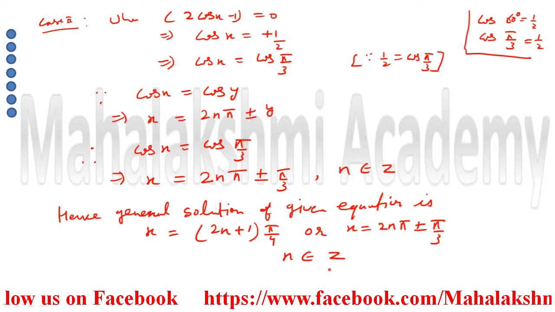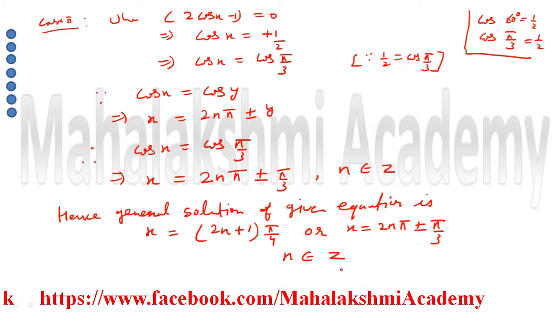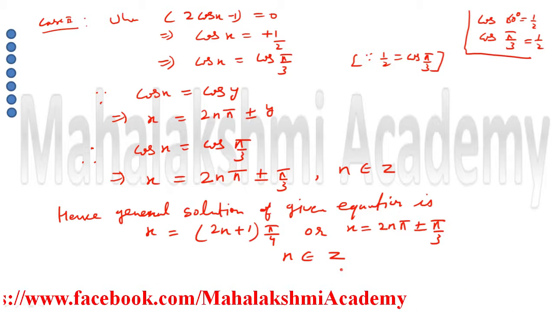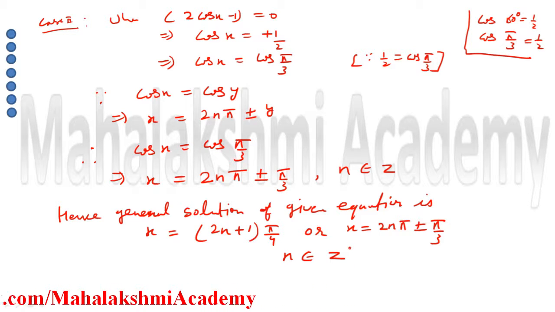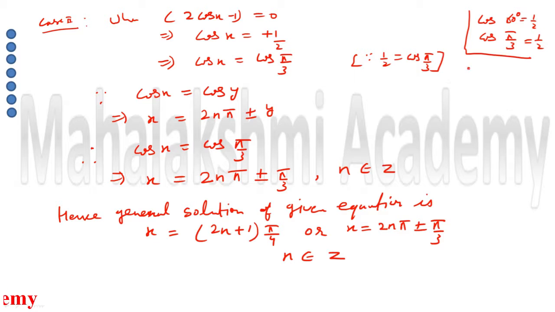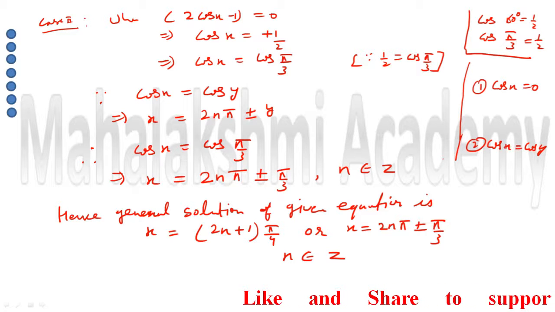So like this question number 6 is completed. I hope this question number 6 is clear to you. In both the cases, two different formulas we had used. In first case, because we got cos 2x equal to 0, so when equal to 0 is there, I am writing here. So students, we had used two formulas. First formula is cos x equal to 0, and the second formula which I used in case second is of cos x is equal to cos y.